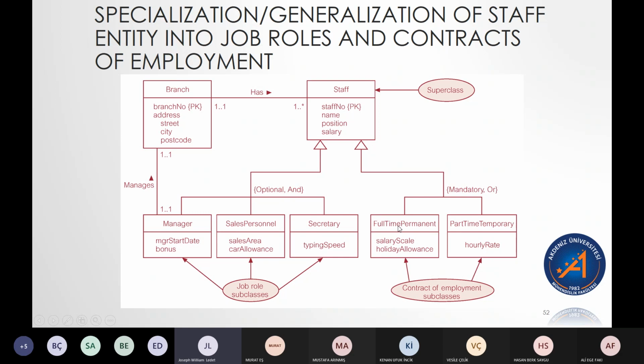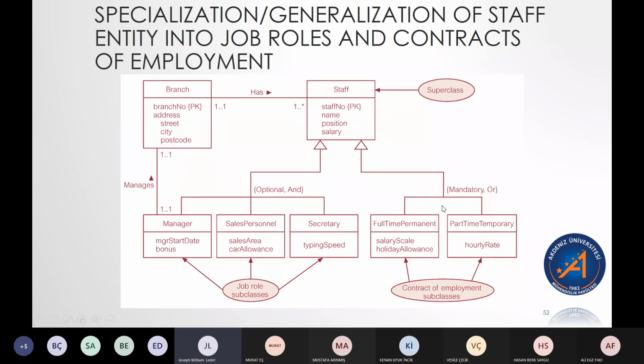So for example, here you have a full-time permanent staff. Here you have a part-time temporary staff. And it would make sense that you cannot have somebody be both full-time and part-time working for the same company. I mean, that would not make sense. So or means if I am one, I cannot be the other. If I am not this, then I must be one of the others.